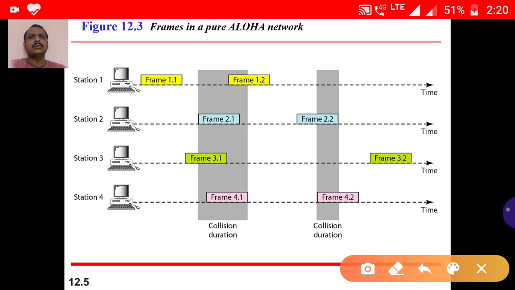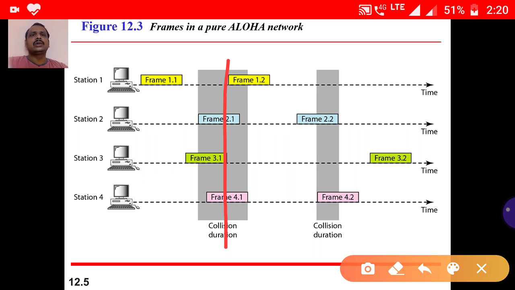Station 1 transmitted frames 1.1 and 1.2. Station 2 transmitted 2.1 and 2.2. Similarly, station 3 transmitted 3.1 and 3.2, and station 4 transmitted 4.1 and 4.2. We'll see that these particular frames transmitted by every station, 1, 2, 3, 4, are collided.